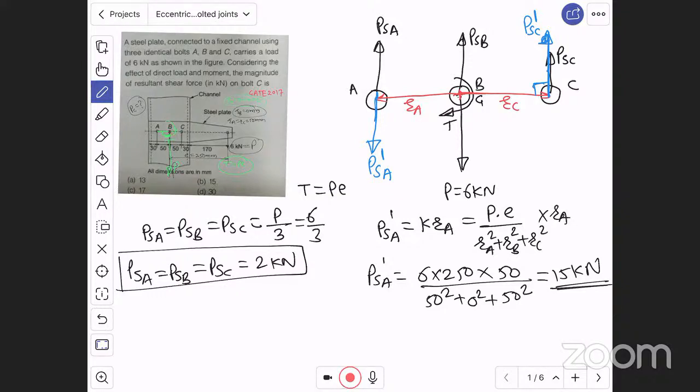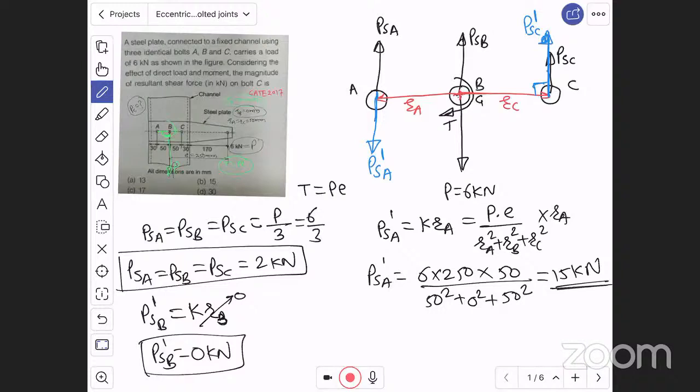Again, we can find the secondary shear load PSB dash on bolt B, which is nothing but K into RB. Now RB is 0. Therefore, PSB dash is equal to 0 only. PSB dash is equal to 0 kilonewton.